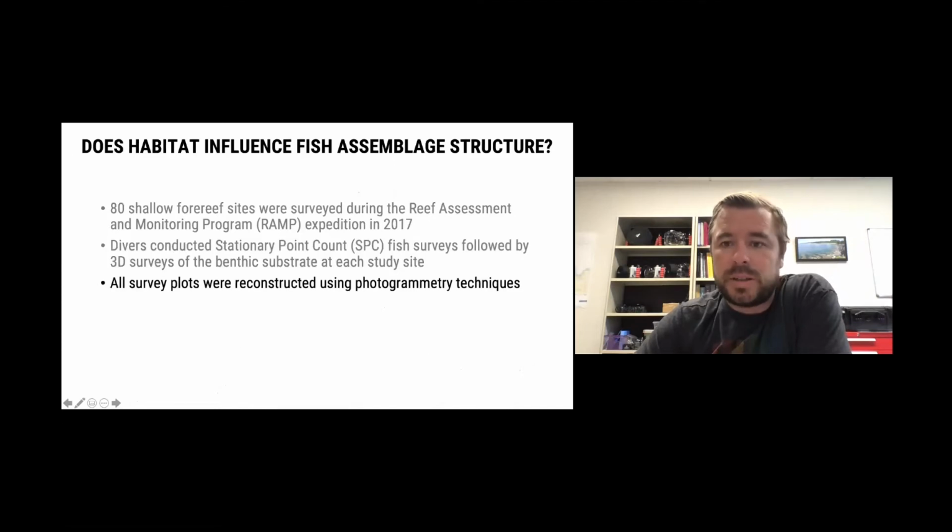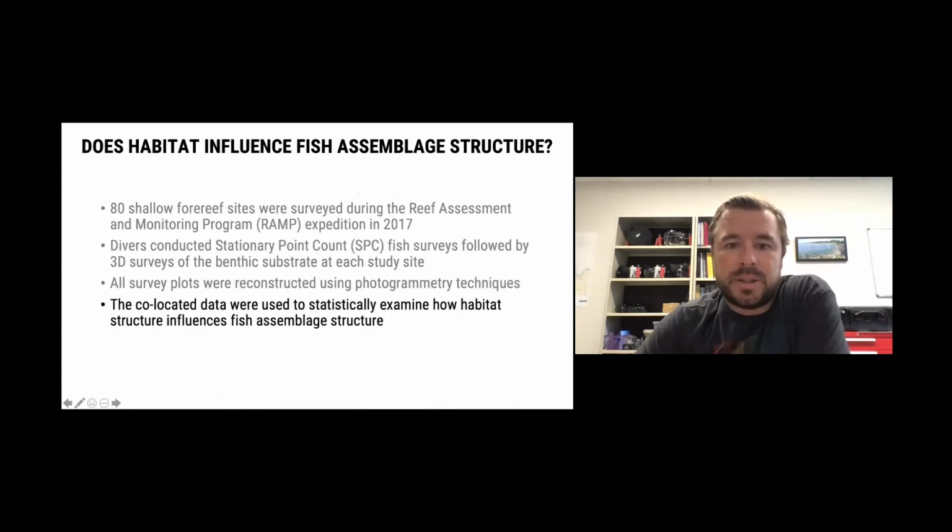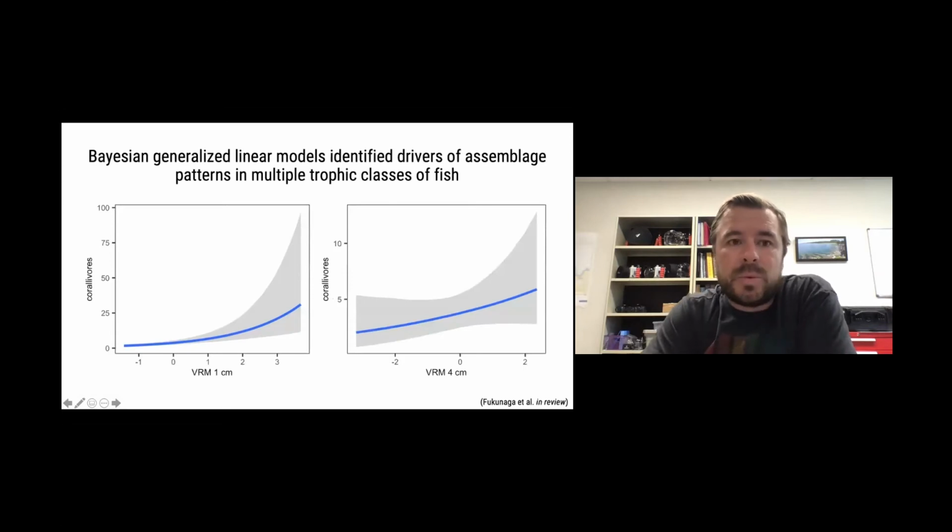We then reconstructed all the plots using the technology I showed you. And since the data are co-located, we can start to model how the fish assemblages relate to the various habitat metrics I've been explaining to you in this talk. And we ran a series of Bayesian generalized linear models to identify drivers of these assemblage patterns that we were seeing in multiple trophic classes of fish.